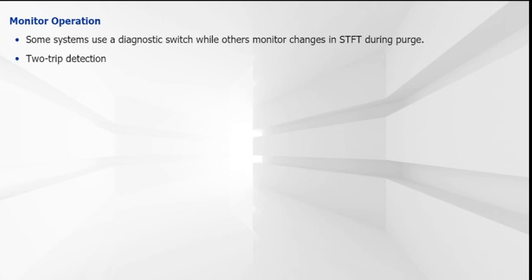Other systems use a diagnostic switch to sense the presence of vacuum. The switch is located between the purge valve and the canister. When the PCM commands purge, vacuum is applied to the switch, causing it to open. This results in a 0-volt signal at the PCM, which it interprets as purge flow.